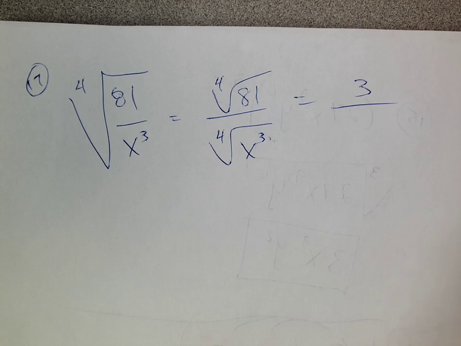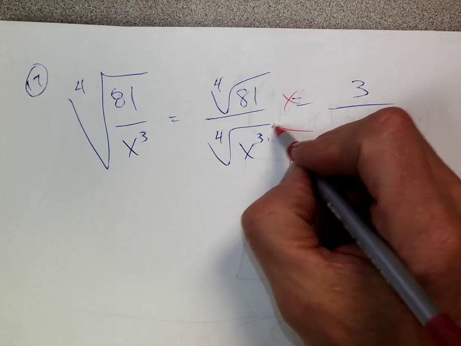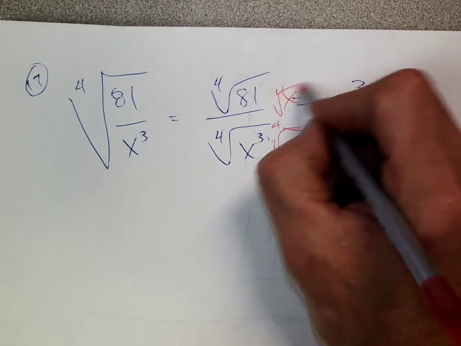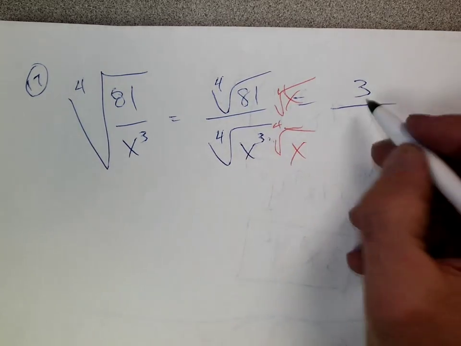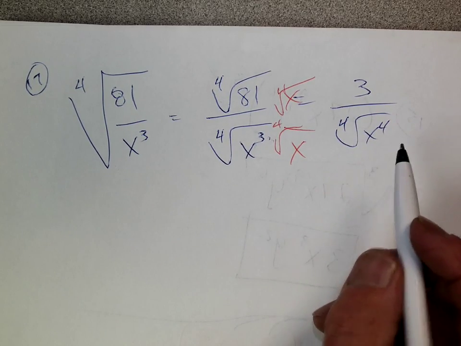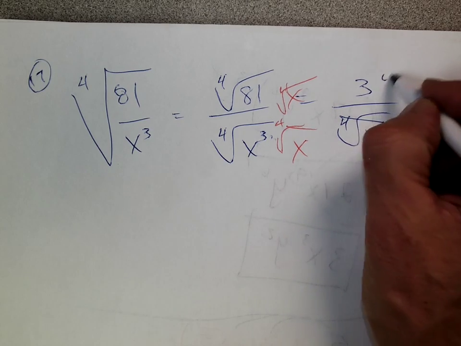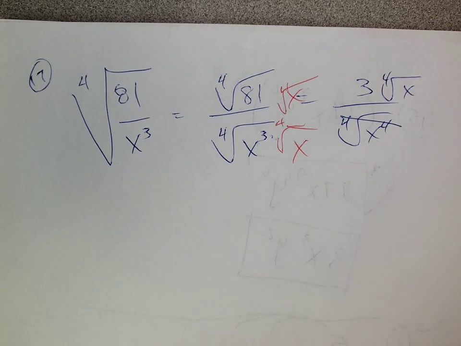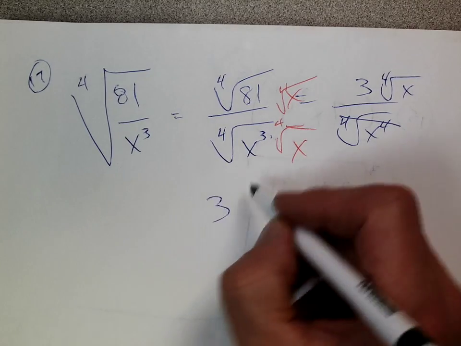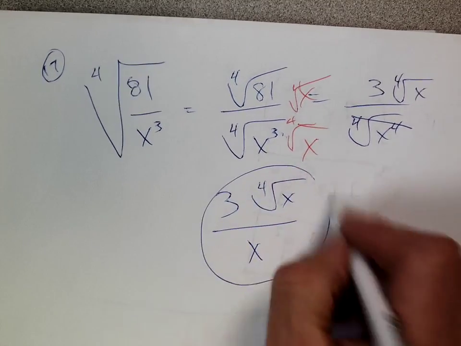Hang in there. Okay. So let's multiply by an x over an x, but a 4th root of x. I'm going to get a 4th root of x to the 4th. I like that, because that'll make a plain old x. But I also have a 4th root of x here. So my answer, you ready? 3 times the 4th root of x over x. And that one's a little bit harder.